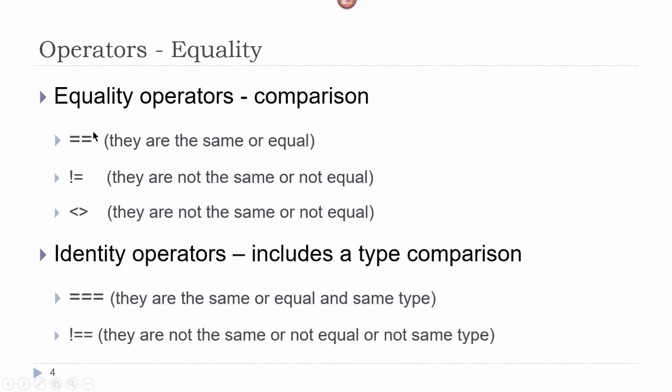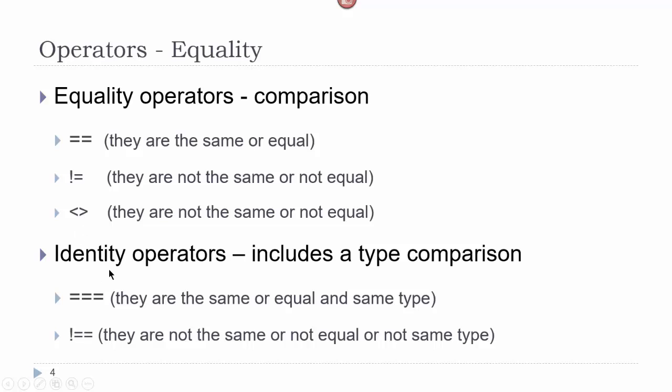In PHP, we have three equality operators, and although they're called equality, they're actually more of a comparison. The equal is essentially saying, are they the same? However, it could also mean, are they equal? The exclamation equal means not equal, and the less than, greater than is also a symbol for not equal.